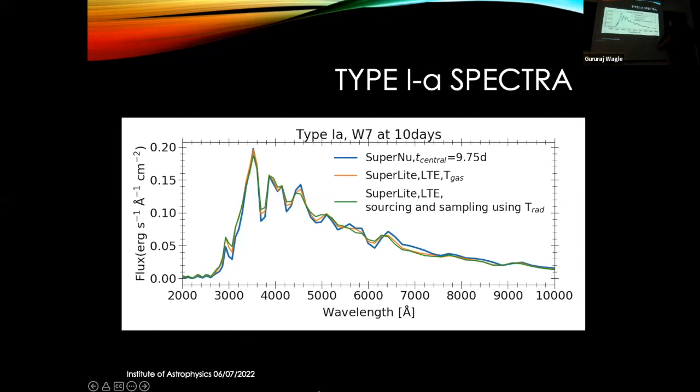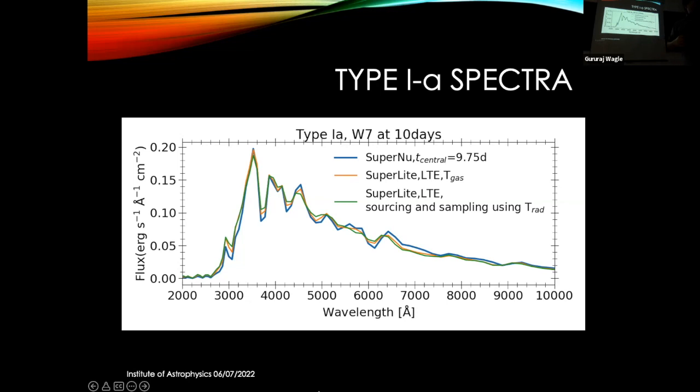After this brief introduction, let me talk about the results that we got using SuperLite. Since SuperLite uses all these corrected equations, it also has to work in the limits of homologous expansion and LTE. So first we tested our code against a typical type 1a supernova. The blue curve here is the spectrum predicted by SuperNew, the original code, using the evolution of the ejecta, so homologous expansion.